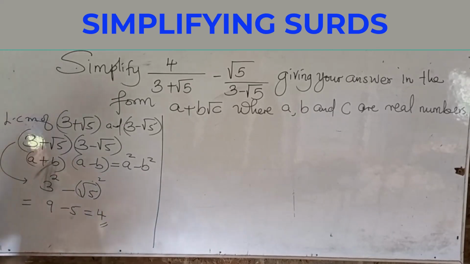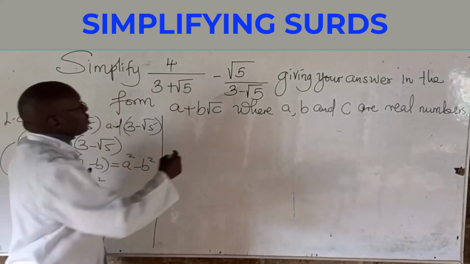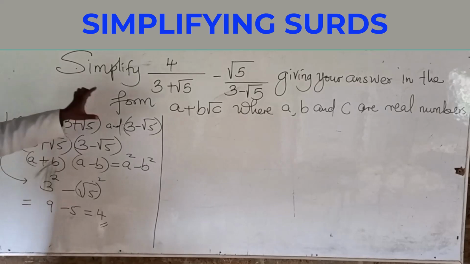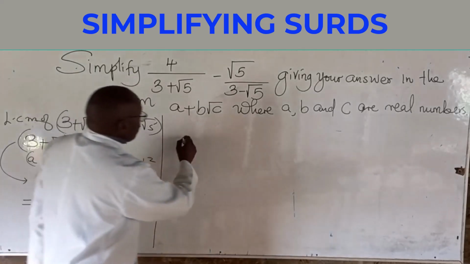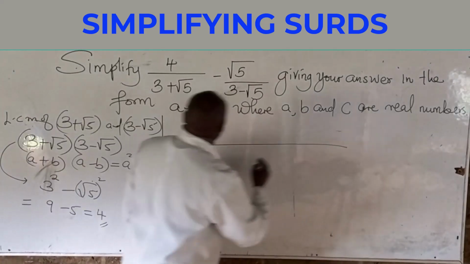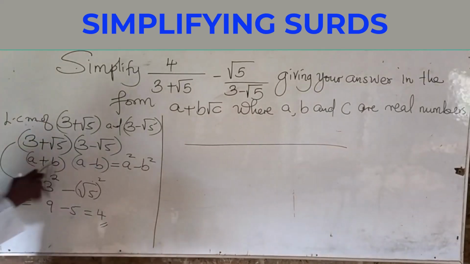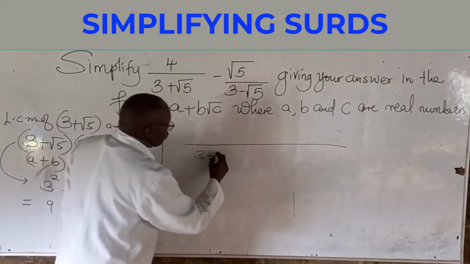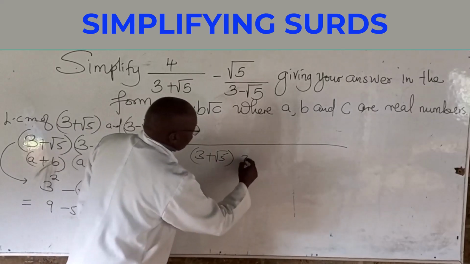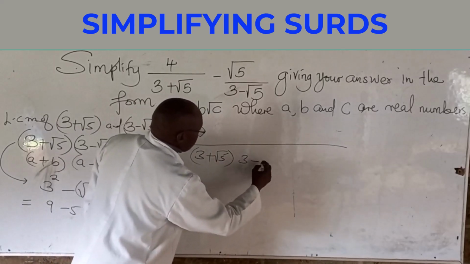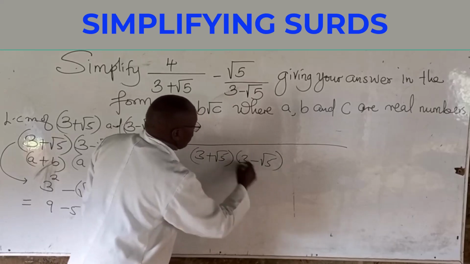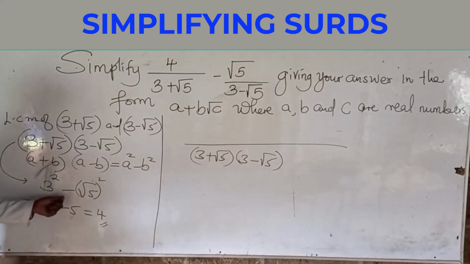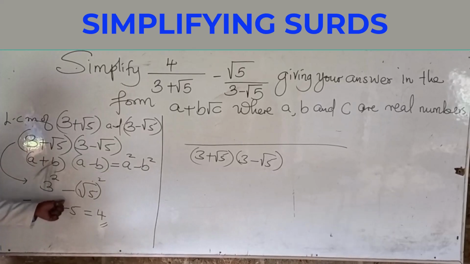Now let's go on to our question, where we shall use the LCM to simplify. We identified the LCM as 3 plus root of 5, 3 subtract root of 5, like that. There's a reason why we expanded this. We are going to use it towards the end of the question.